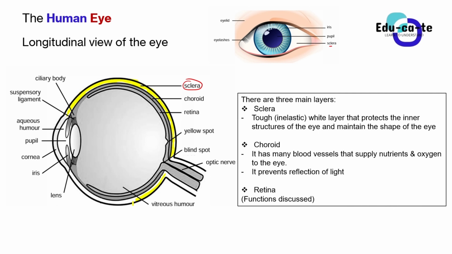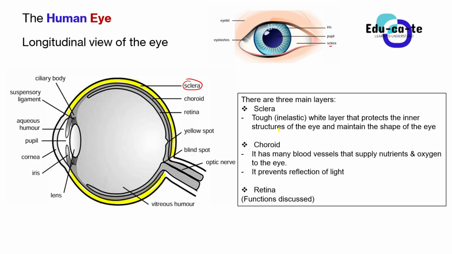So this is the sclera from the longitudinal view. Remember that time you saw it from the front view, but here it is from a longitudinal view. The eye has three main layers: the sclera, the outermost one; the choroid, the one in the middle; and the retina, the innermost one, the one that is inside the most.